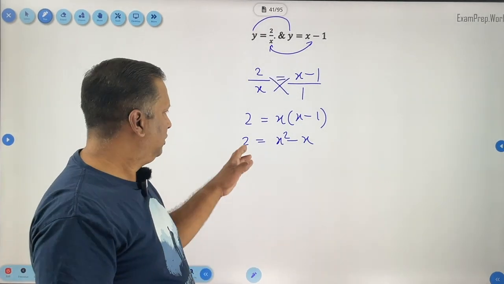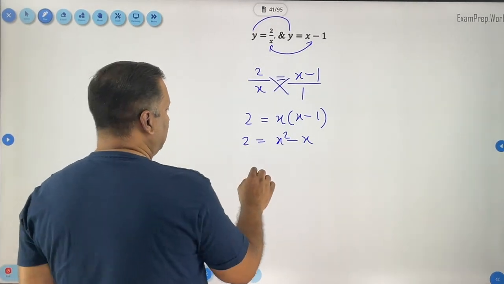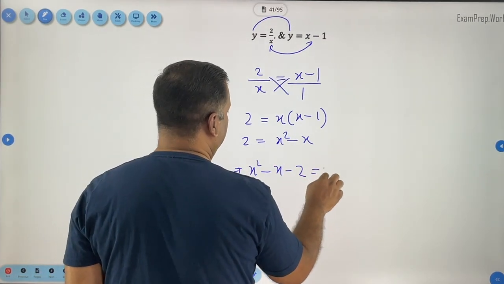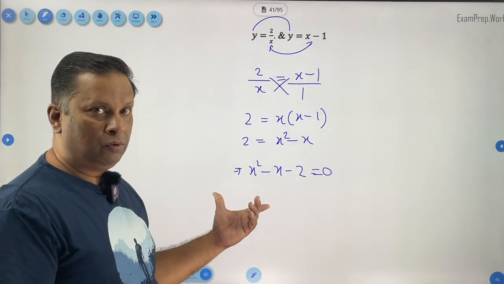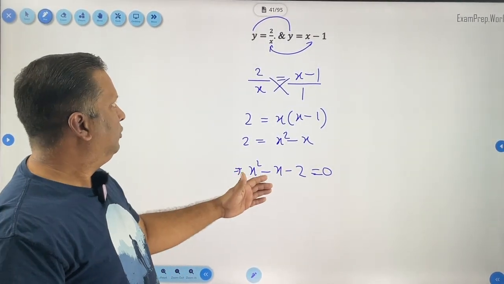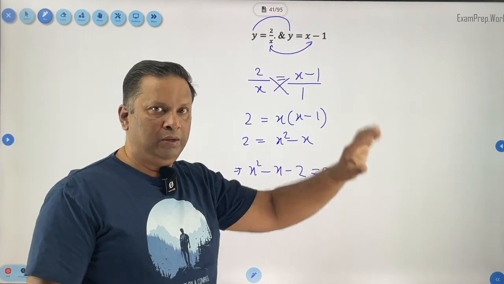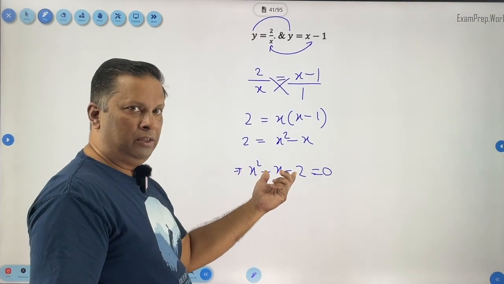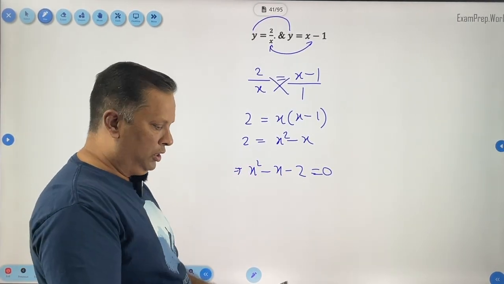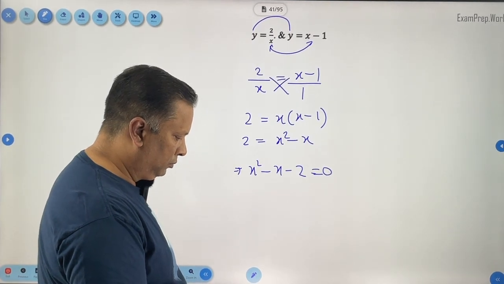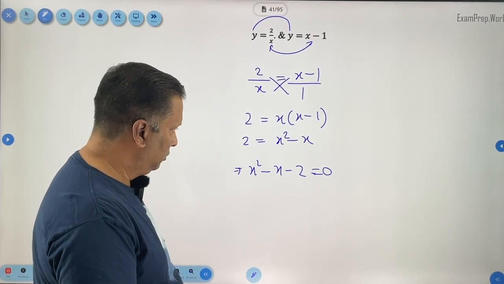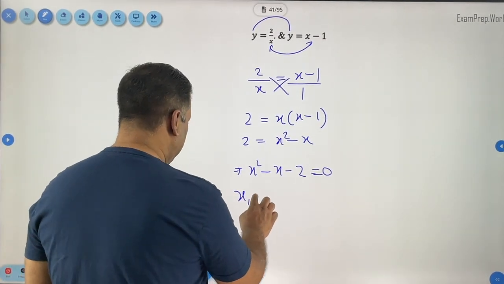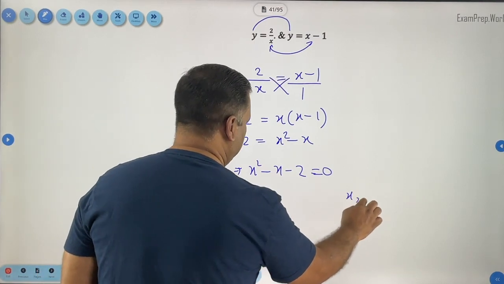Do you see a quadratic here? Yes, if I move this 2 here, it will become a quadratic. So I'll get a quadratic, x squared minus x, and the 2 also moves over and becomes minus 2, equals 0. Now, if you solve this quadratic, you will get the value of x. Put that x value in this one, you will get the y value, and you will get the point of intersection. And you will get 2 points of intersection because it's a quadratic. So let's solve this quadratic. One of the values x1 is 2 and x2 is negative 1.